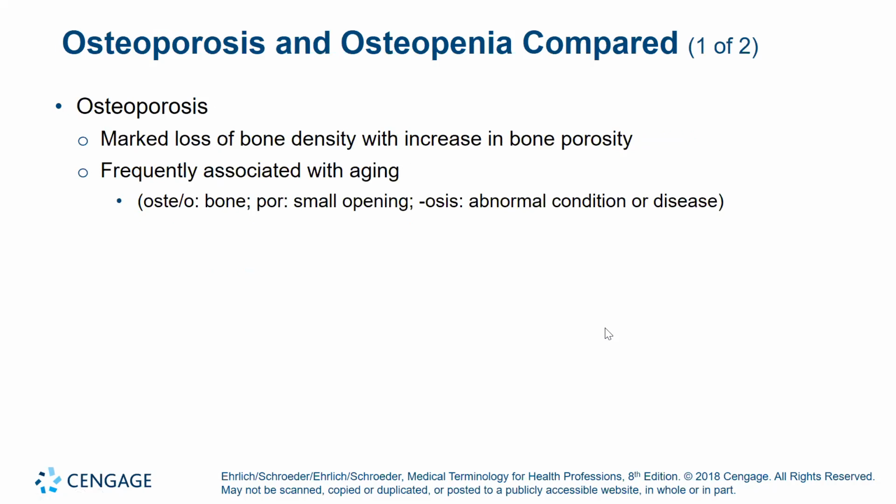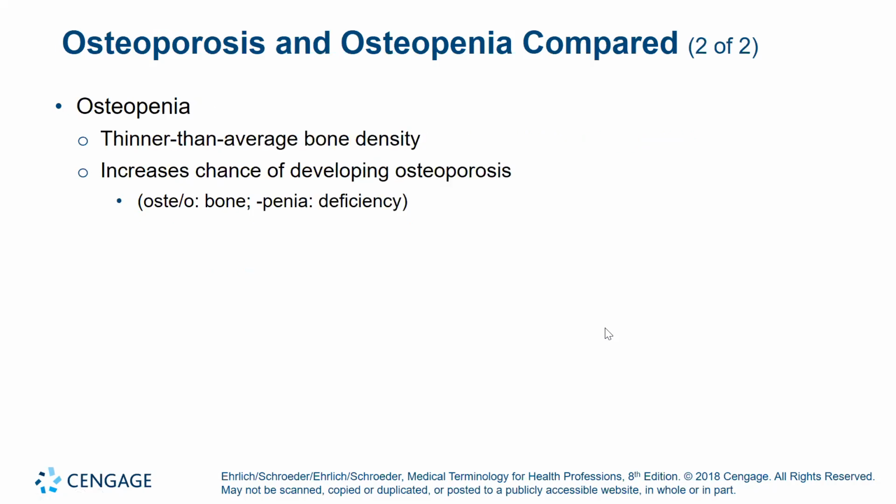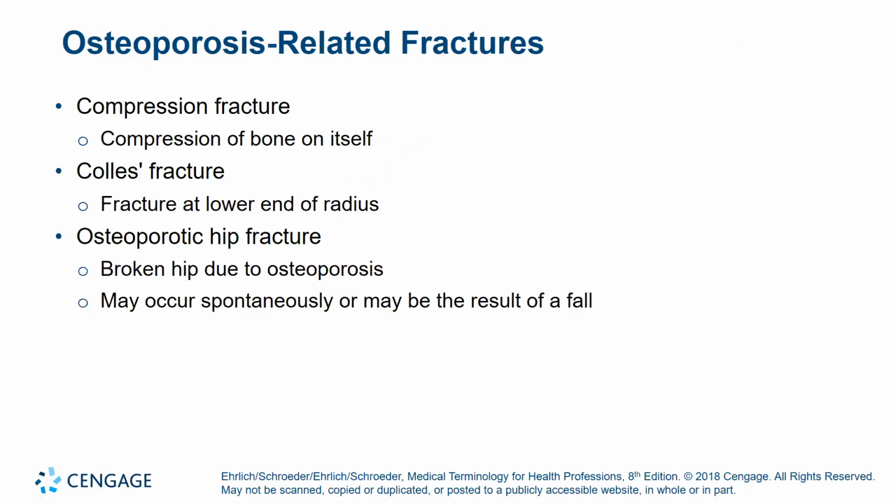Osteoporosis. Osteo is bone, porous, small opening. Osis is abnormal condition or disease. This is frequently associated with aging, osteoporosis. Osteopenia. Osteo is bone, penia is deficiency. So it increases the chance of developing osteoporosis. It's a thinner than average bone density. A person has osteopenia. Compression fracture, compression of the bone on itself. So these are different related fractures with osteoporosis. So you can have compression fracture, Colles fracture, osteoporotic hip fracture. So you can see there are different related fractures with osteoporosis.